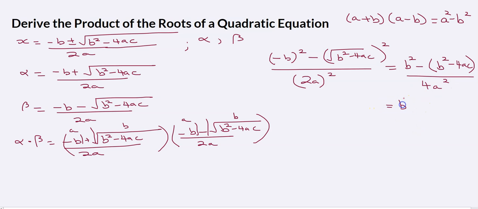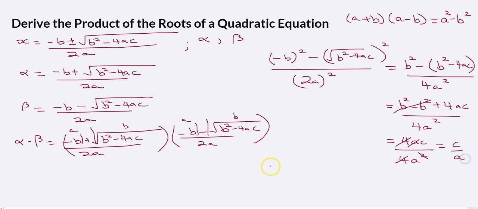So we have b squared minus b squared plus 4ac divided by 4a squared. This is going to give us b squared minus b squared, which is 0. So we have 4ac divided by 4a squared. This a right here is going to cancel one of these, and so we have c over a. Therefore, alpha multiplied by beta should give us c over a.